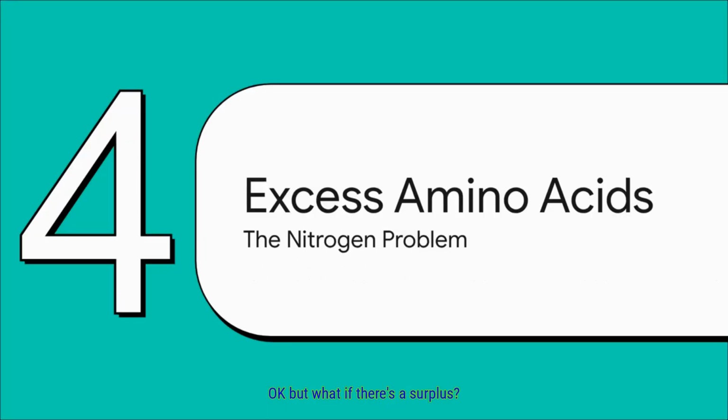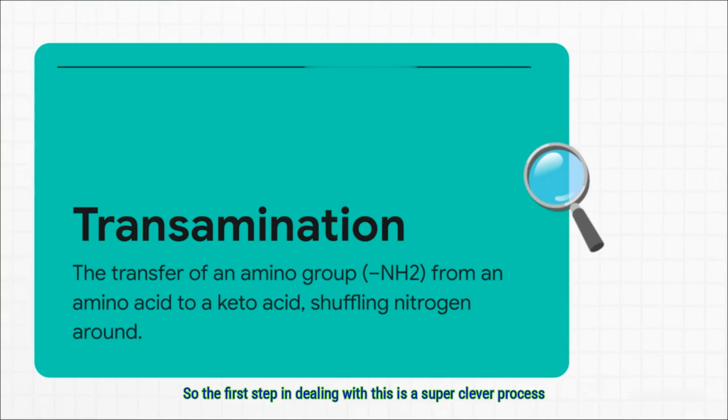Okay, but what if there's a surplus? What if you have too many amino acids in the pool? Now, this is a really, really important point. Unlike fat or glucose, which we can store pretty easily, your body has absolutely no storage facility for extra amino acids. None. So they have to be broken down. And that creates a problem, a nitrogen problem. So the first step in dealing with this is a super clever process called transamination. The hot potato analogy is perfect here.